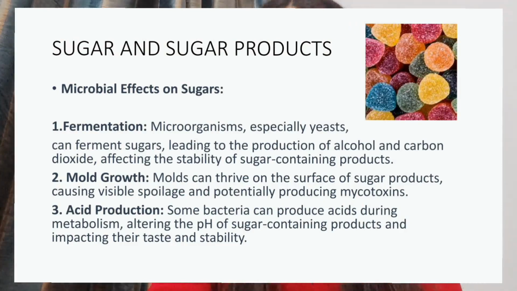Then we have sugar and sugar products. You can see a very beautiful figure of sugar products. So how can these products get spoiled? There are various microbial effects on sugars, like fermentation. Microorganisms, especially yeast, are really beneficial in the fermentation process, and it can lead to the production of alcohol and carbon dioxide, which affects the stability of sugar-containing products. Moreover, molds can grow on the surface of sugar products and cause visible spoilage, potentially producing mycotoxins, which are very toxic substances.